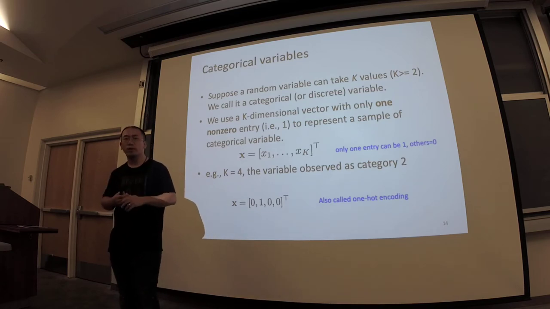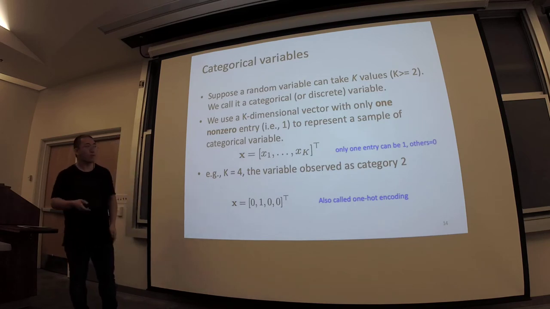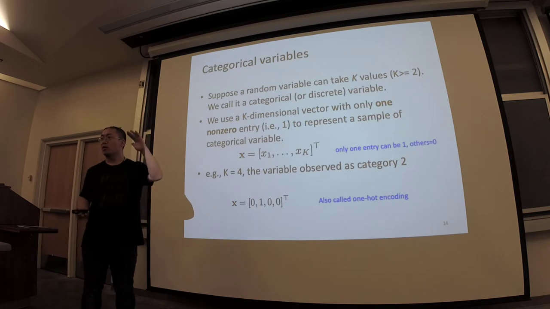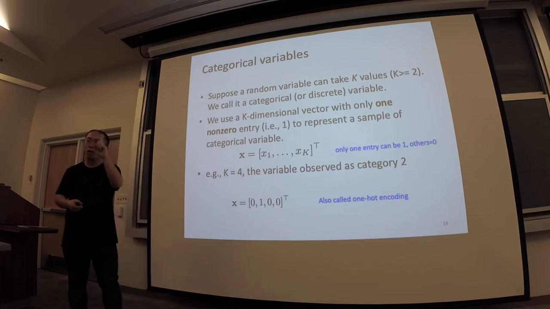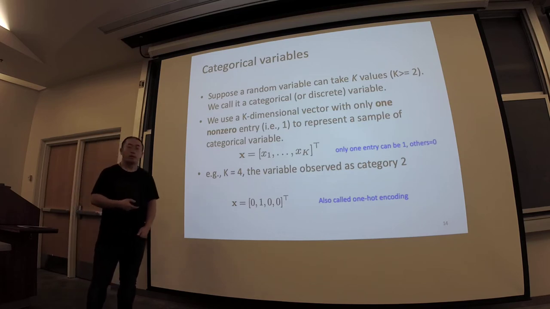That's very intuitive. But for the convenience of statistical inference and probabilistic modeling, we usually use a k-dimensional vector to represent the categorical variable. In this k-dimensional vector, only one element can take the value one. All the remaining elements are zero. So only one entry can be one, others are zero. This is called a one-hot encoding, a one-hot vector.